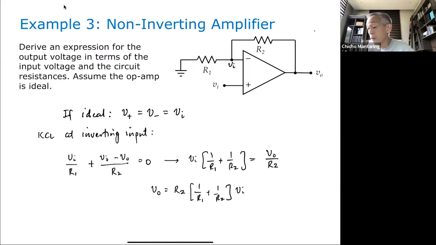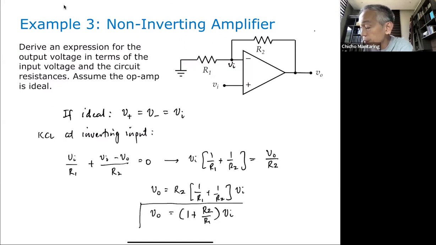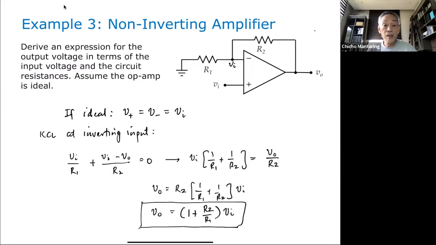Okay. So what is this? I can simplify this. This is 1 plus R2 over R1 multiplied by V sub I. So why is it non-inverting? Your gain is positive. Gain is positive. That's why it's called a non-inverting amplifier.